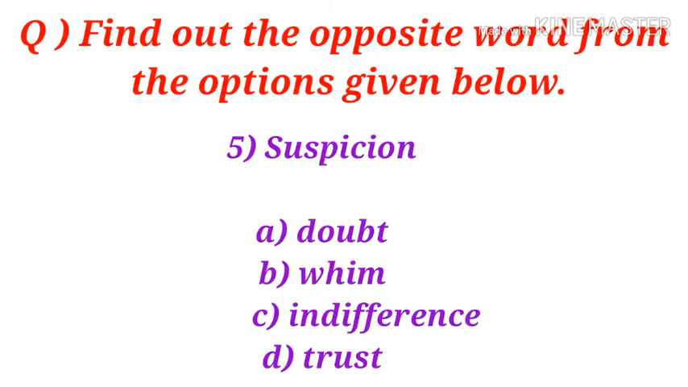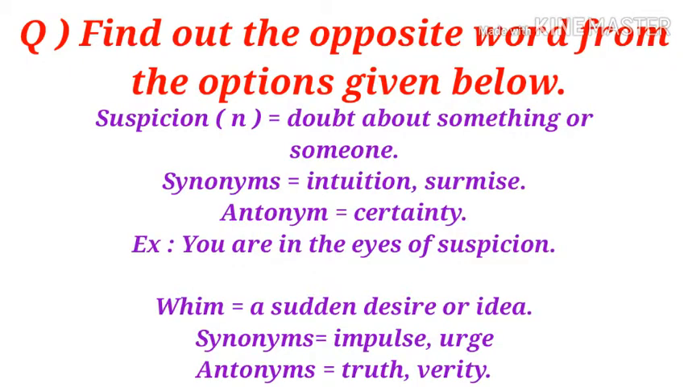Let's find the meanings. Suspicion is a noun which means doubt about something or someone. There are some people who are always suspicious. They do not believe things instantly. This is known as suspicion, and its meaning is doubt about something or someone. Its synonyms are intuition, surmise, and its antonym is certainty. That means we do not believe someone or something in a small point of time. We take time.